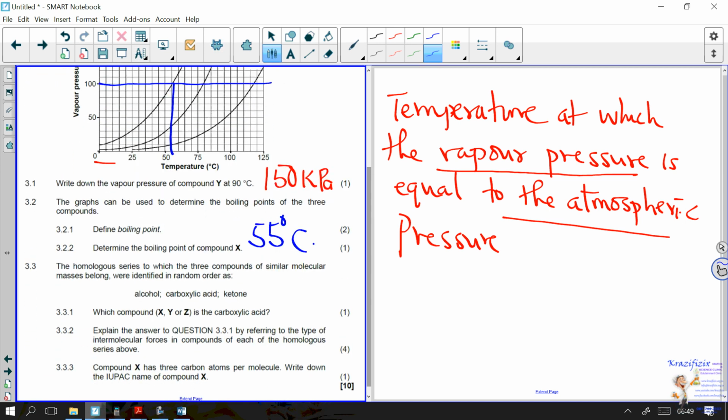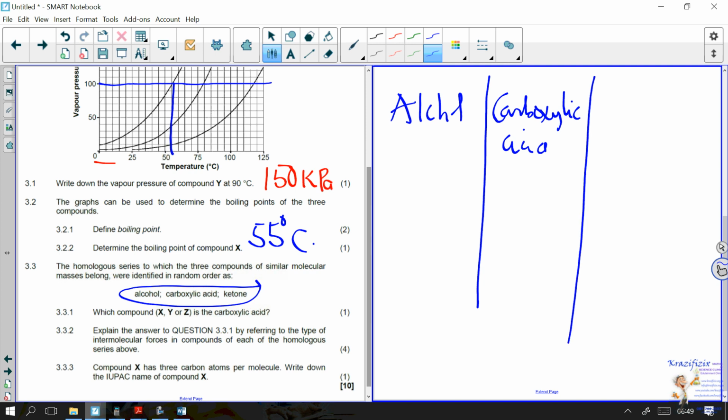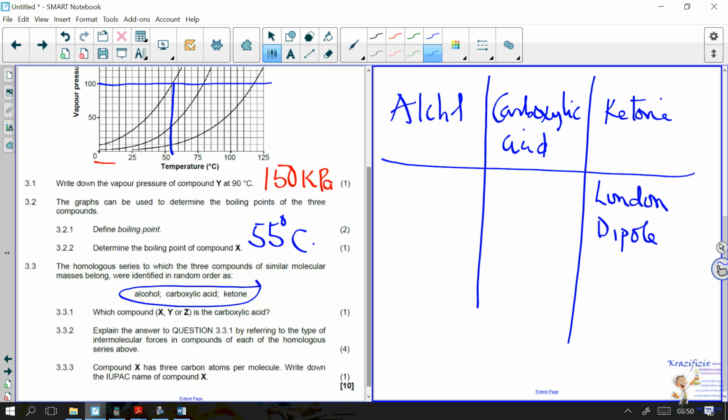The homologous series to which the 3 compounds of similar molecular masses belong were identified as alcohols, carboxylic acid, and ketone. Let's quickly talk about this very fast. We have alcohols, we have carboxylic acids, and then we have ketone. All right, quickly, if we were to identify the intermolecular forces in ketones, here we have London and we have dipole.